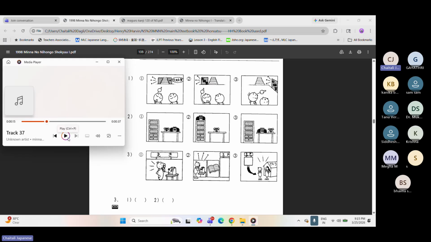I said ushiro for behind. Correct. So ushiro, it is behind the staircase, not on the left or on the right. So 1 is the correct answer. Second is not possible. It is not on the left. It is not on the right. It is behind the staircase. Kaidan no ushiro ni arimasu.